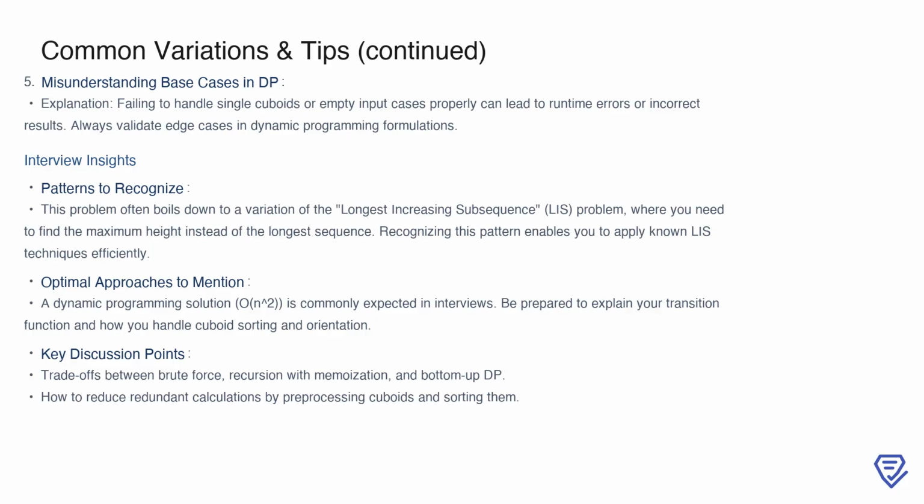Now, in interviews, it's helpful to recognize this problem as a variation of the longest increasing subsequence problem, where the goal is to maximize height instead of finding the longest sequence. Identifying this pattern allows you to apply LIS techniques effectively. Interviewers also expect you to propose a dynamic programming solution with O(n²) complexity. Be ready to explain your transition function in detail and describe how you pre-process cuboids by sorting them and considering their orientations. Additionally, be prepared to discuss trade-offs between brute force, recursion with memoization, and bottom-up dynamic programming. Highlight how pre-processing and sorting reduce redundant calculations to make your solution more efficient.